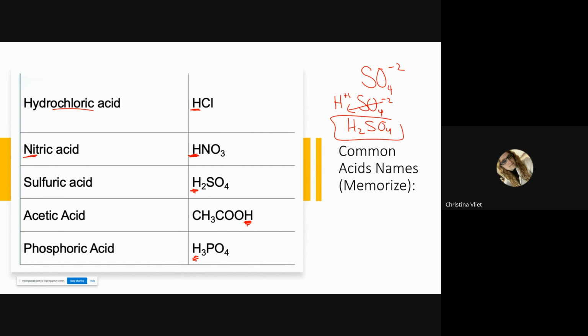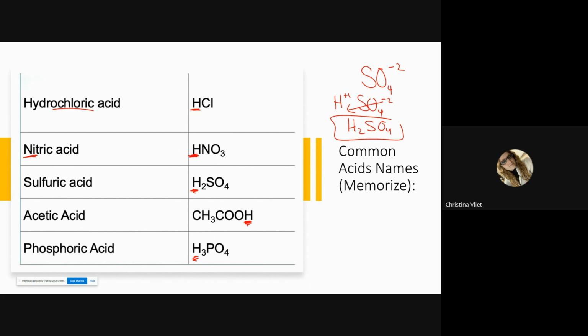Because NO3 is -1, there's only 1 hydrogen. Because PO4 has a 3- charge, there's 3 hydrogens, 3 H+ to counter it. And so this is the first thing I wanted to point out: where is the acid in each of these 5 acids you need to know.